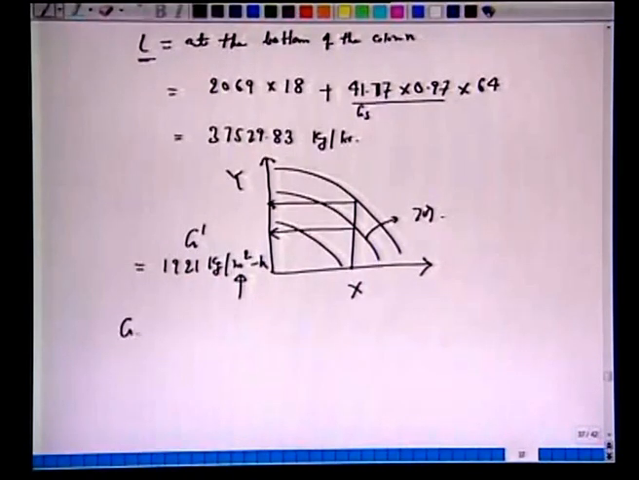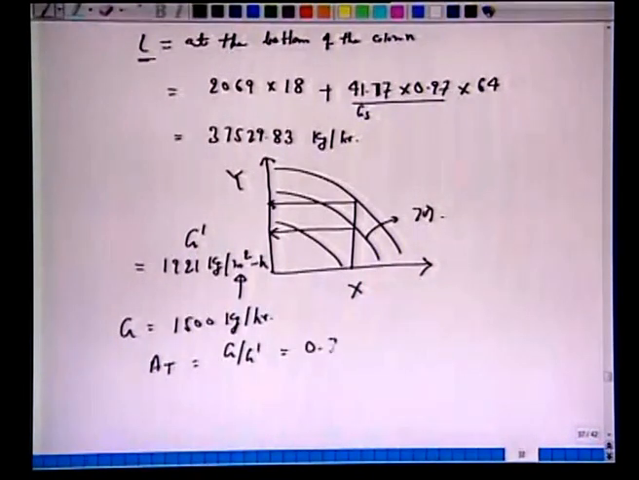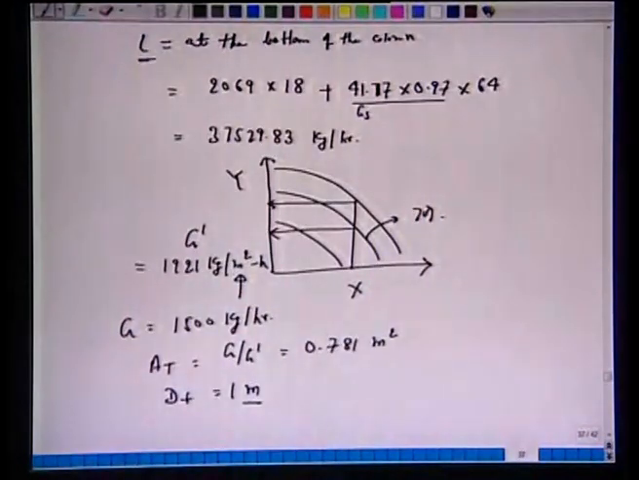We know this G, total gas flow rate, as 1500 kg per hour. Okay. So, we know G prime here, this will give us cross sectional area as G over G prime, and this will give us 0.781 meter square. From this we get the diameter of the column as 1 meter. All right. So far we have the minimum amount of solvent, operating liquid flow rates, operating conditions, the boundaries, and we got the diameter of this column to avoid this loading and flooding, at 70% of the flooding condition.